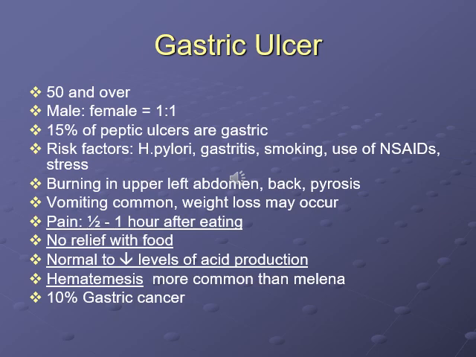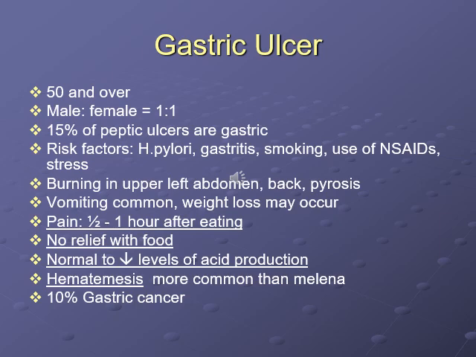Vomiting is more common with gastric ulcers, and again, if you think of the gastric ulcer being in the stomach, it's higher up anatomically, so it'd be more likely for vomiting to come upwards. Pain is going to be 30 minutes to 1 hour after eating. And again, because it is higher up, the pain onset is sooner than what you will see for the duodenal ulcer. There is no relief with food.